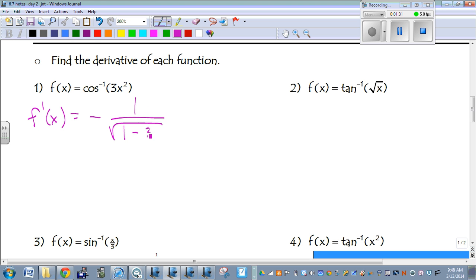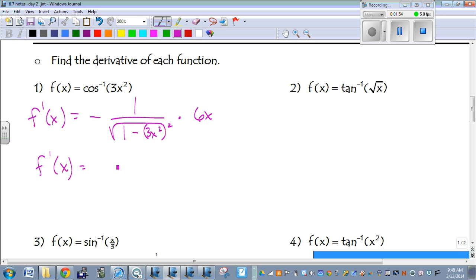So this whole 3x squared, the whole thing is being squared in there. Right? Don't just square the exponent or square the variable, but the 3 has to be squared also. So put parentheses around it. Then we have to multiply by du dx. So the derivative of u with respect to x. So derivative of 3x squared is 6x.